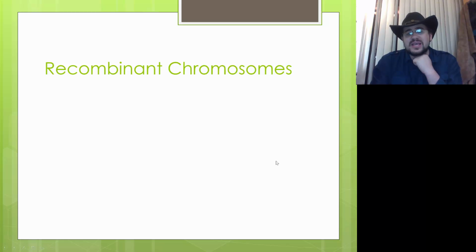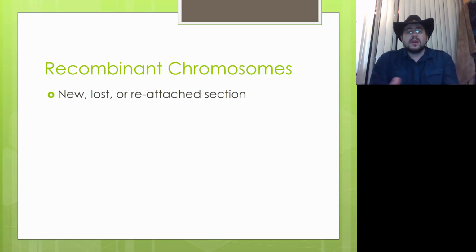Okay, last thing is talking about recombinant chromosomes. So in recombinant chromosomes, we've either got new DNA attached to an intact chromosome, a chromosome that has lost a section of DNA, or a chromosome that lost a section of DNA and then had that section reattach, but in a different way. So it is not identical to the original.